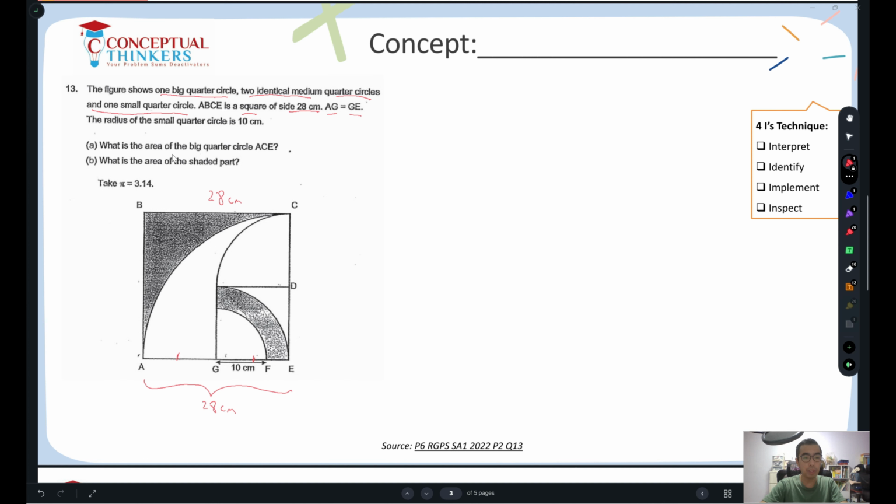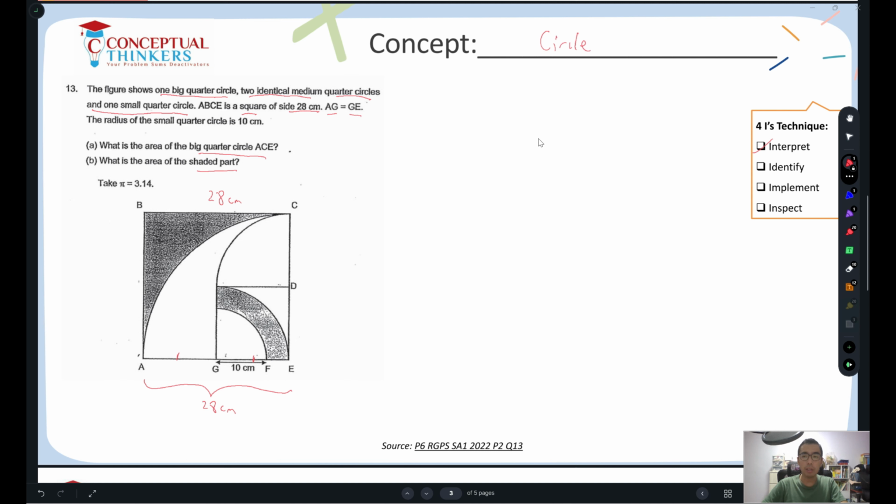So your job is to find the area of the big quarter circle ACE. So this is a big quarter circle. Then you also need to find the area of the shaded part. So this is the shaded part and this will be the shaded part. Okay, so we already identify and read the question. So now the concept here will be basically circle.